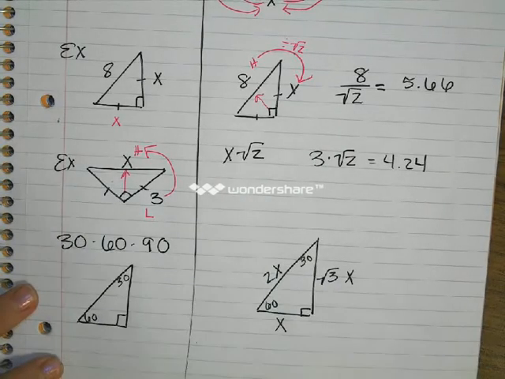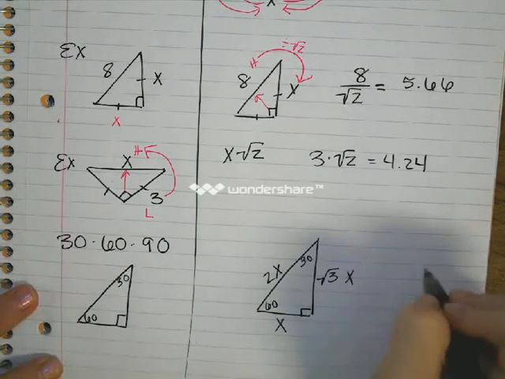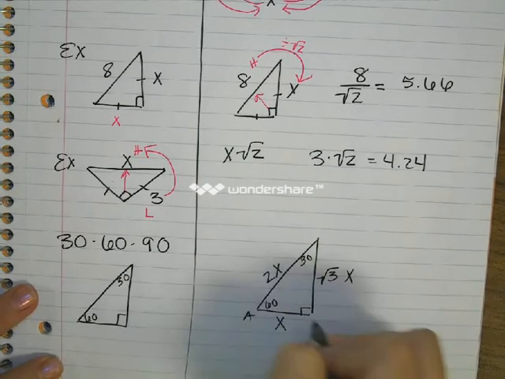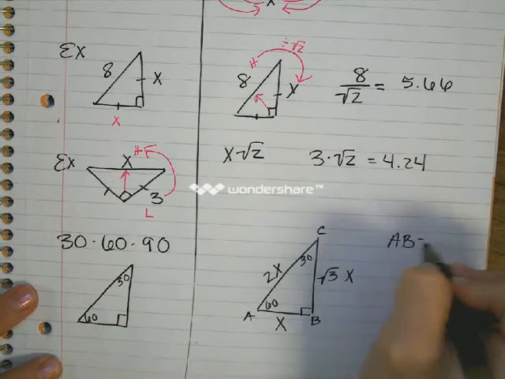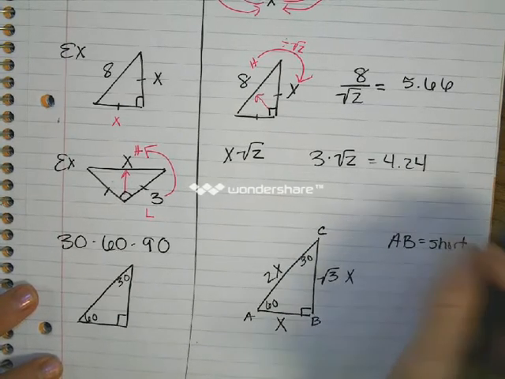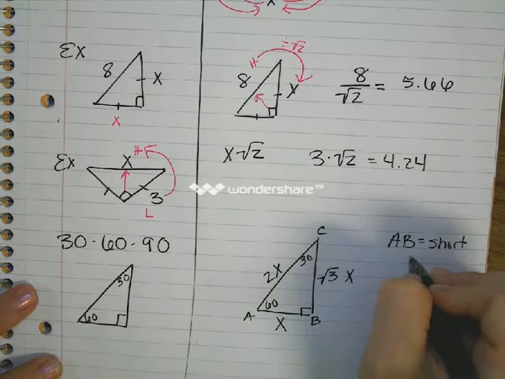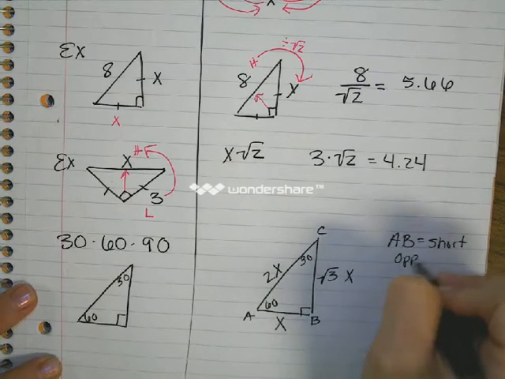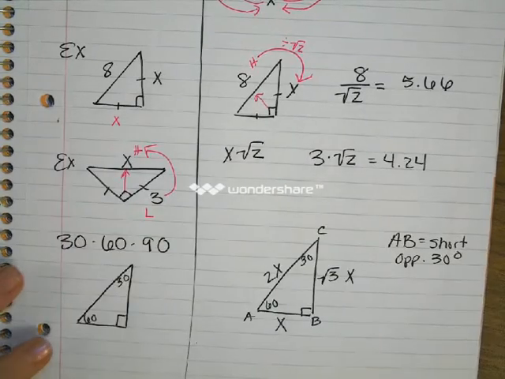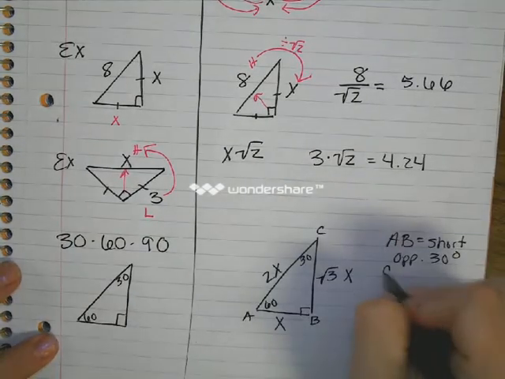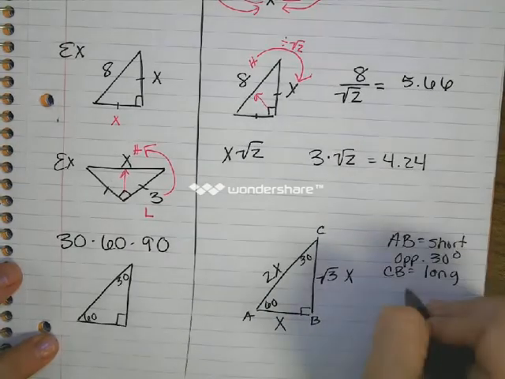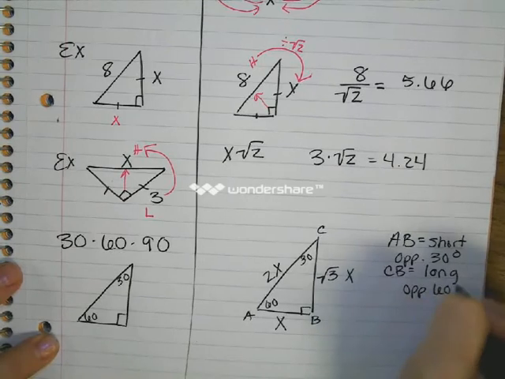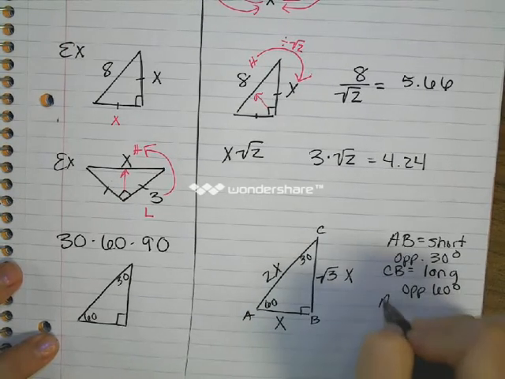Let's see, A, B, C. AB is your short side because it's across from the 30, right? So it's opposite the 30-degree angle. CB, you call it the long leg or the long side because it is opposite the 60-degree angle. And AC is called your hypotenuse because it's opposite the 90-degree angle.